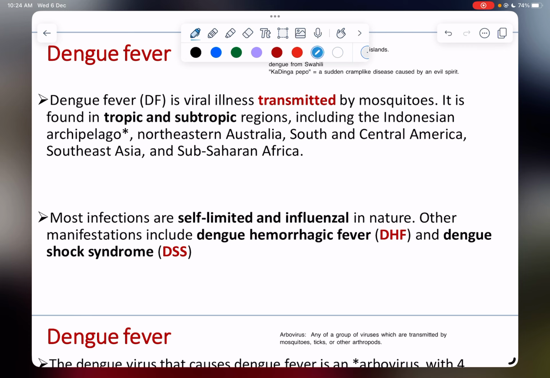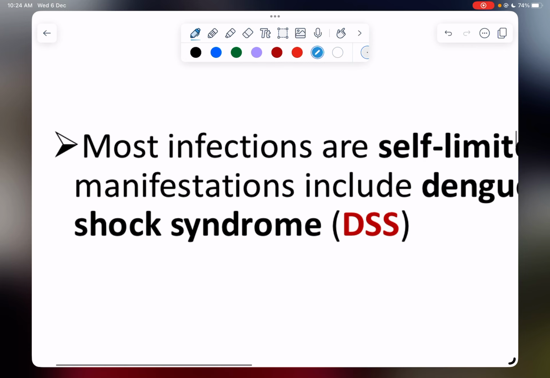The second condition which is severe is dengue hemorrhagic fever. It is part of the hemorrhagic fevers, but not every case ends up in hemorrhages. There could be some bleeding diathesis like purpura or ecchymosis in severe cases of dengue, but usually there are no frank hemorrhages.